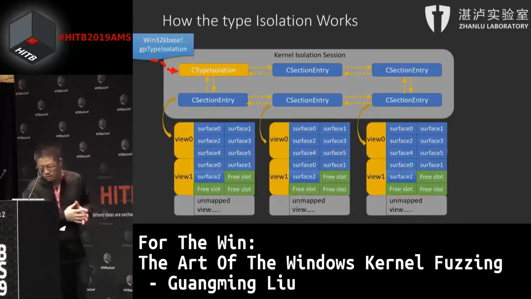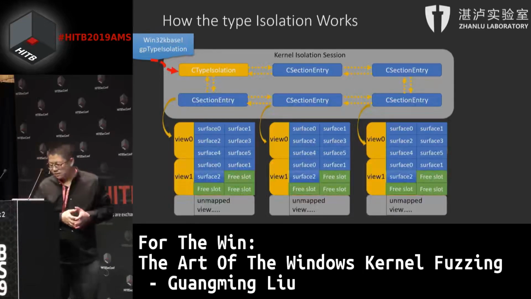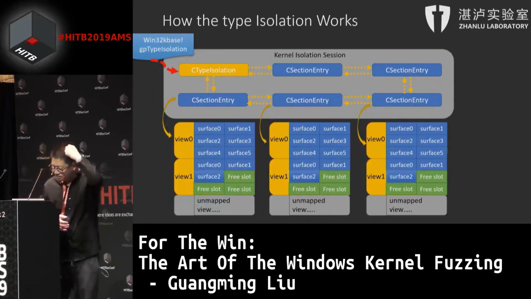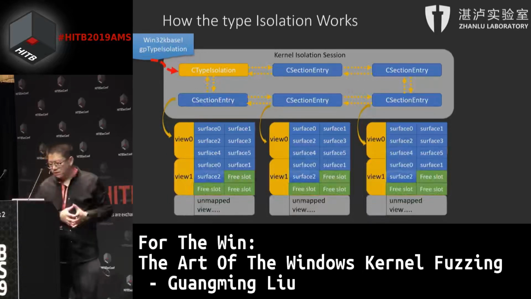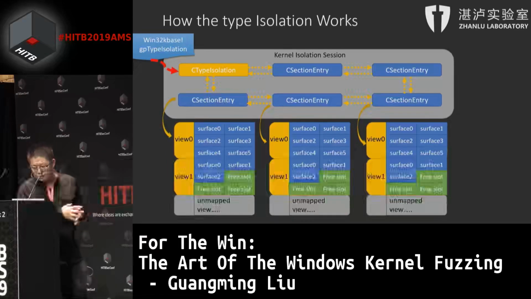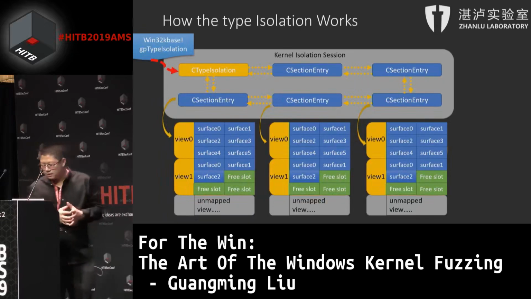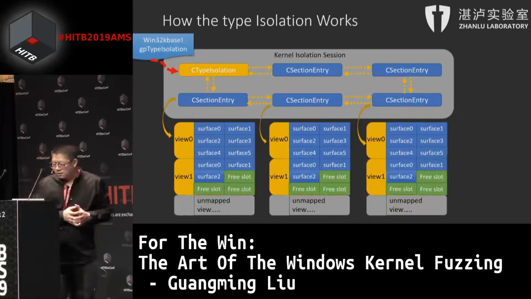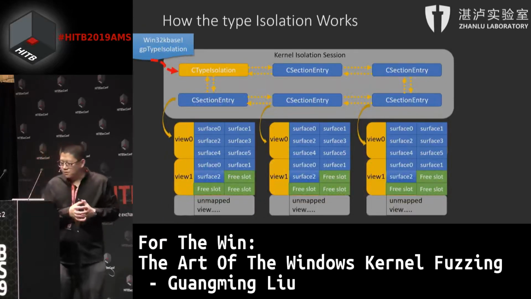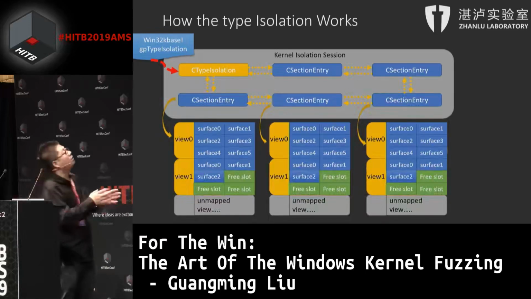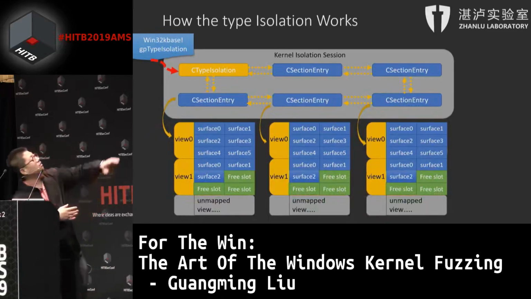Here are the details about the isolation. At first, you can find the base, the pointer to the type isolation, and you will find the CTypeIsolation struct, and you will find the double link, and on the double link you will find the view containing the GDI object headers. You can find the headers.